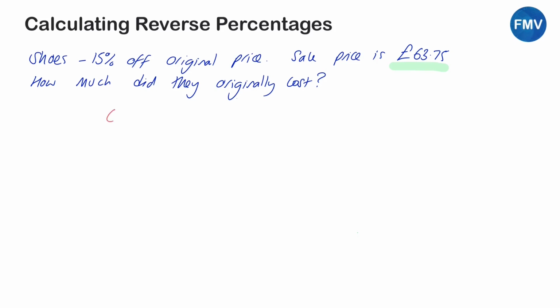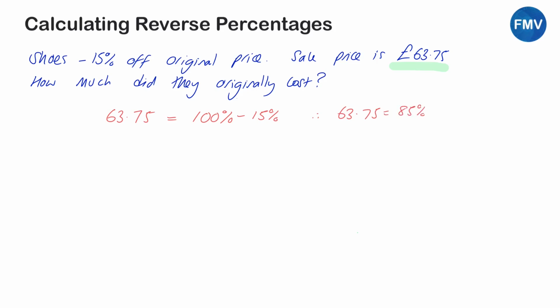So we've got the price £63.75. That is not equivalent to 100%. That is equivalent to 100% minus the 15%. So we know that the 63.75 is actually worth 85% of the original price.